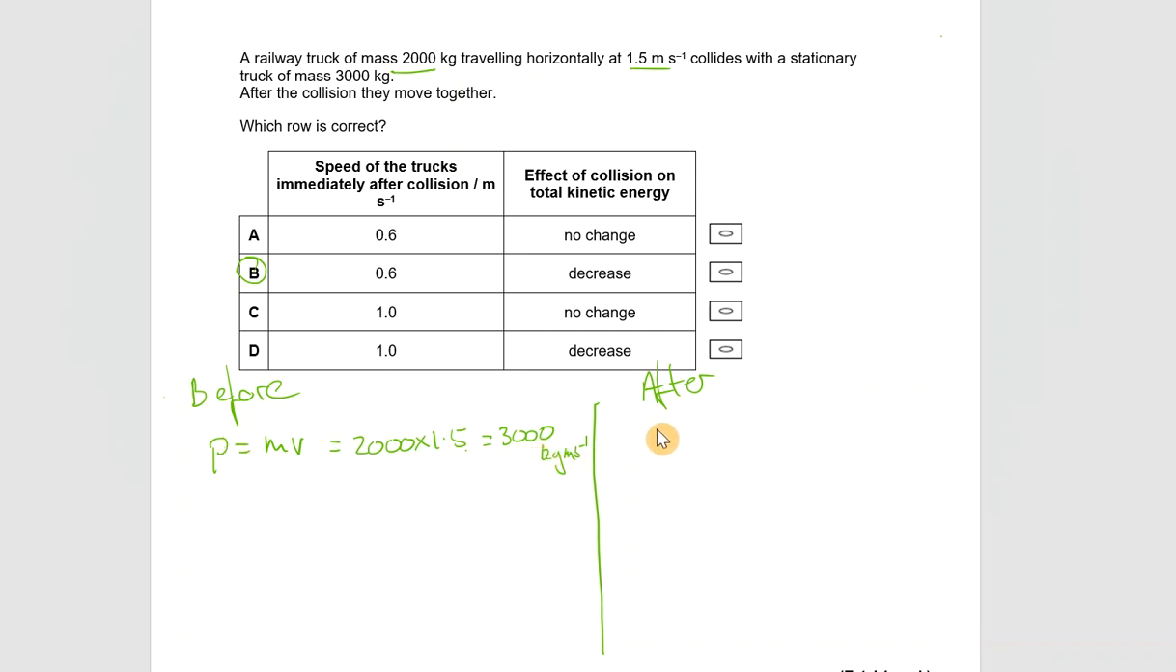So I'm going to take this same equation and rearrange it to make the velocity the subject. So the velocity is equal to the momentum over the mass. The momentum after the collision is still this 3,000 kilogram meters per second. But now we've got the two trucks moving off together, so they've got a total mass of 5,000 kilograms. And that means, if I put those numbers in my calculator, they're going to be travelling at 0.6 meters per second.